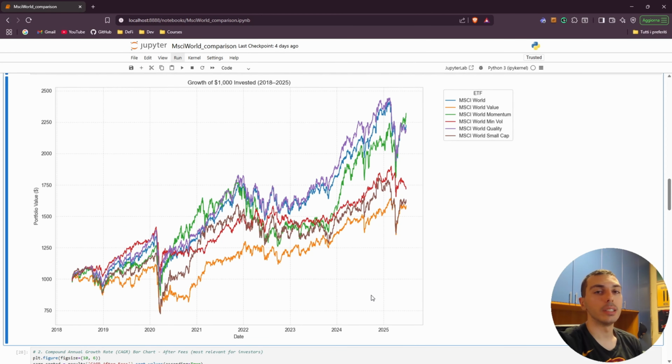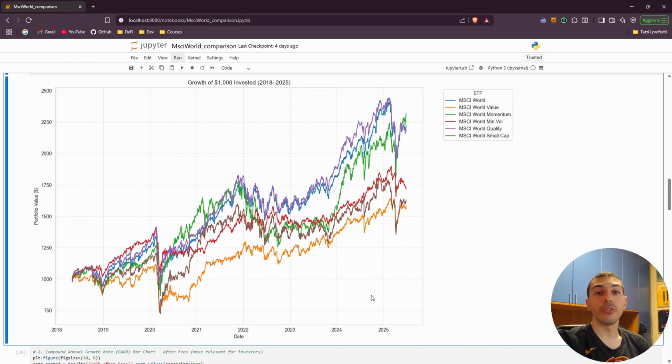So after all this data and all these graphs, is investing in a factor ETF instead of the classic MSCI World really worth it? In terms of absolute returns, the MSCI World Momentum is a clear winner, outperforming the broad market. If you were chasing the highest return, it delivered. Does that mean that you have to switch everything to momentum? Obviously not. For risk-adjusted efficiency, the broad MSCI World itself proved to be the most efficient investment, delivering the best returns for the level of volatility taken.